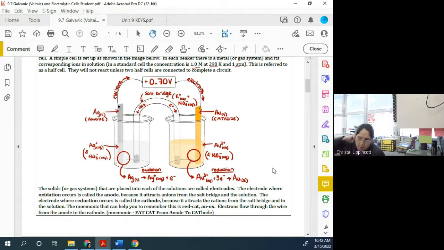The way that we remember that is red cat and an ox. So your car battery, have you ever looked at your car battery? There's always a red terminal on there. They have it marked with red, with the jumper cables. Yep, that's where the cathode is. That's where the reduction is happening in that car battery. That's why they label it, and that's why it's colored red. If you put them on the wrong colors, will your car explode? I don't know for sure, but bad things happen. That's what I do know.